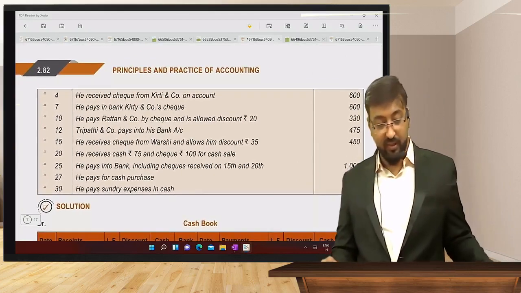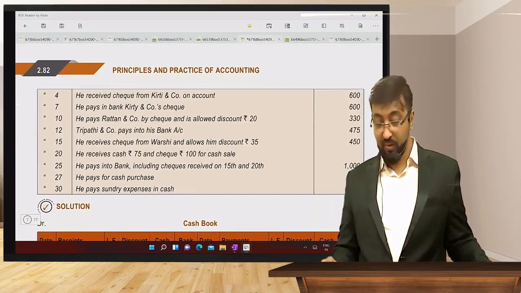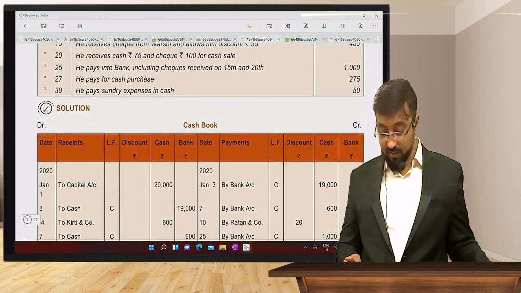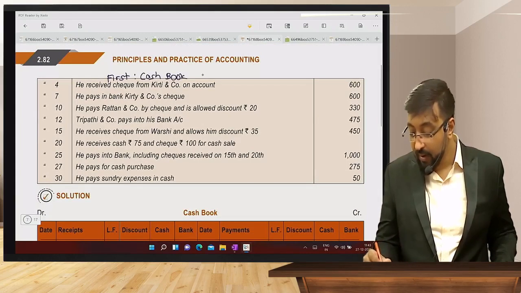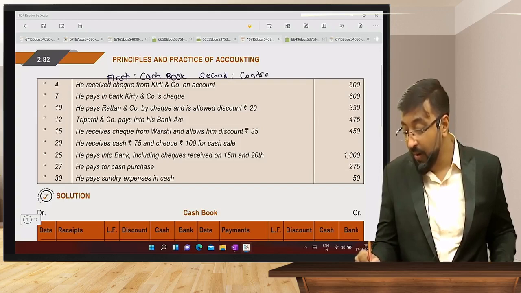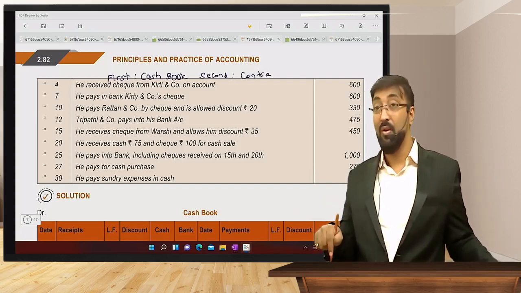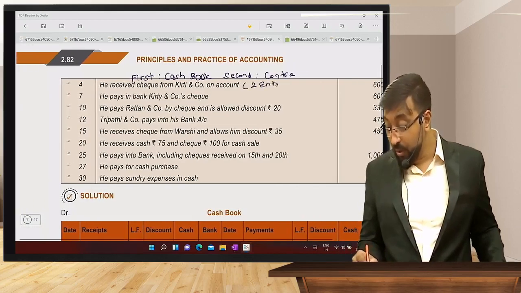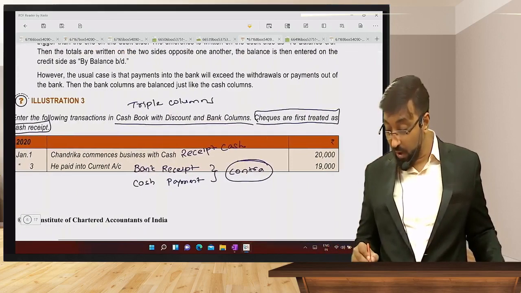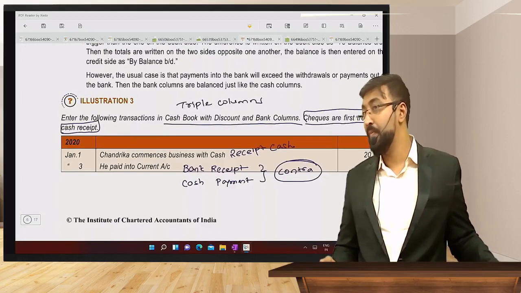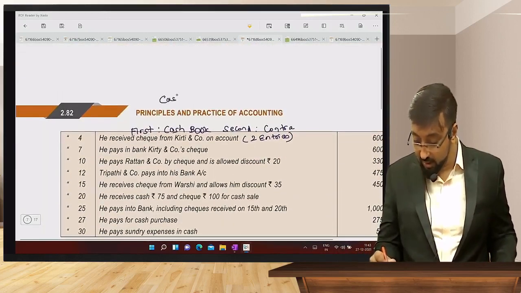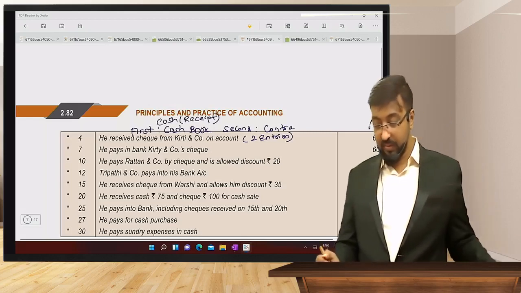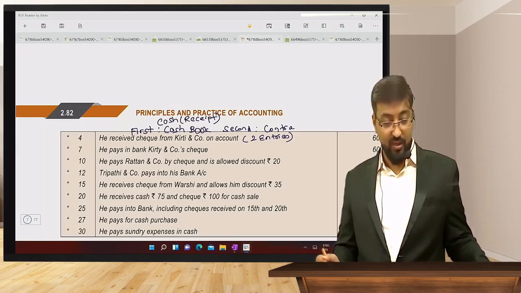He received check from Kirti. From where, beta? Kirti. Now see, first you have to pass this entry in which book? Cash book. And second, contra. Because you have to cancel that cash entry. So how many entries you are going to post? Two entries. Now you got the logic. Why? Because checks are first treated as cash receipts. So what is the entry? First, cash receipt side, cash receipt column, 600. Cash 600.